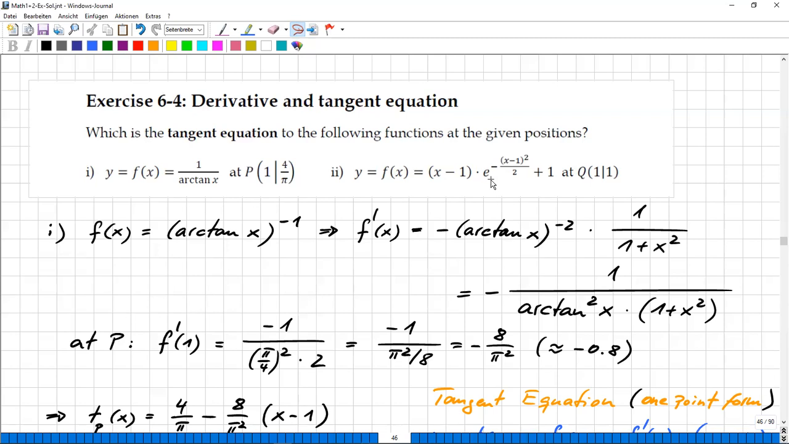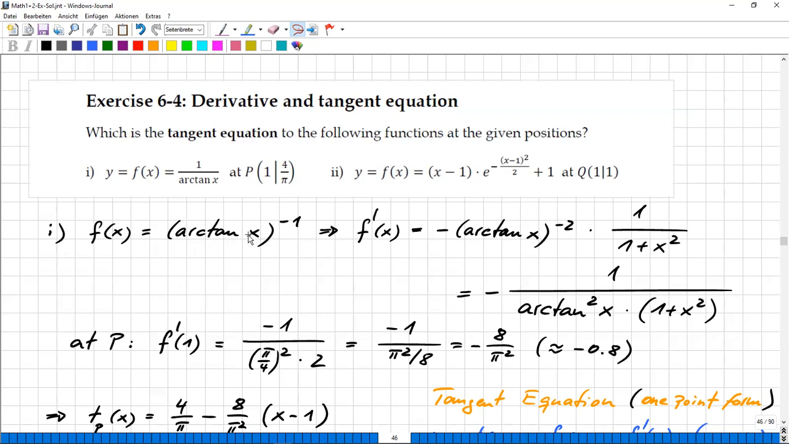It's just an exercise to get familiar once more with all the differentiation techniques, and also with this question of putting up the tangent equation. Anyway, now let's do it quickly. The first one, they both are called f of x. Please don't care. I just call them f of x, whatever they are.